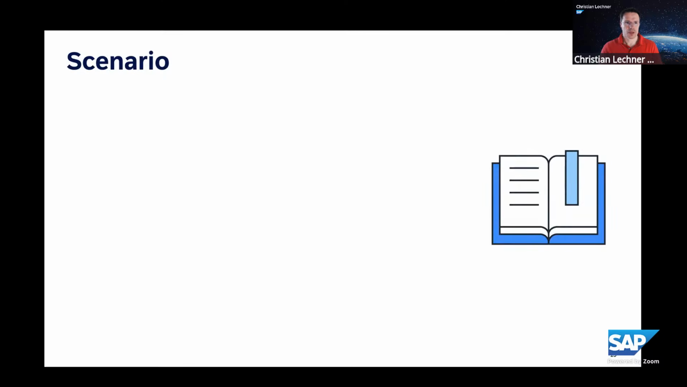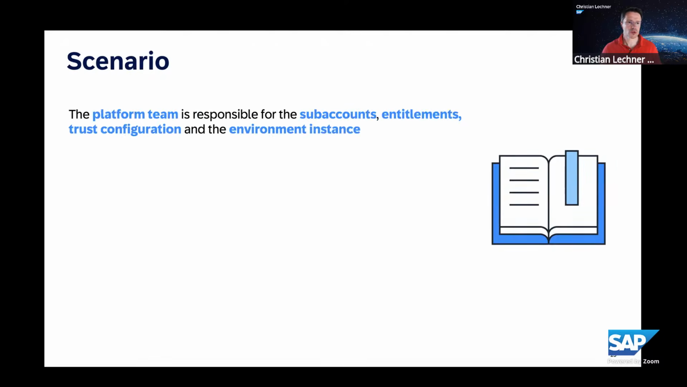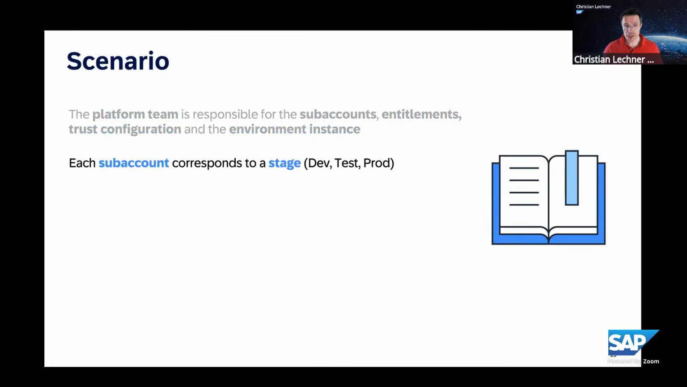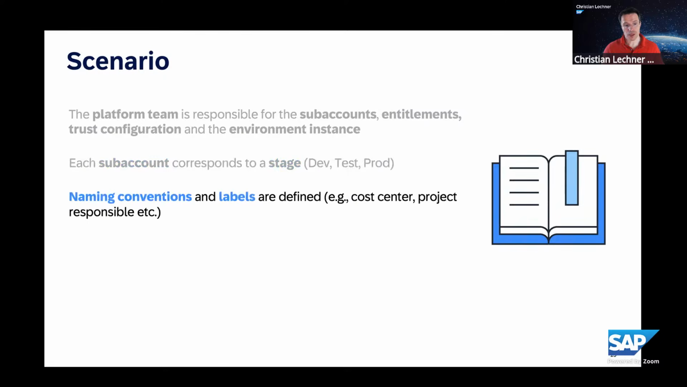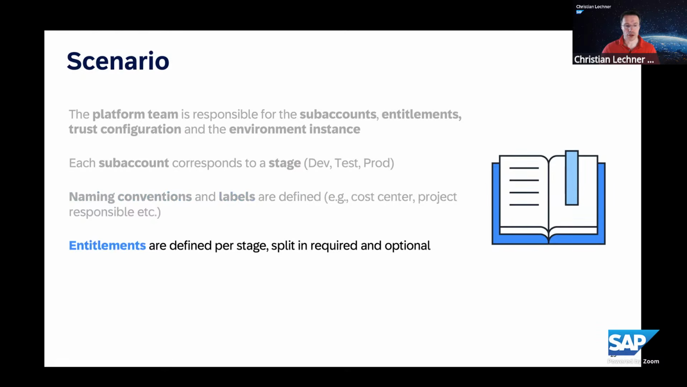So you said, okay, let's go, let's start with Terraform. And what we want to do is, as a platform team, we want to codify the provisioning and the management of sub-accounts, entitlements, trust configurations, and environment instances. We decided also that each sub-account corresponds to a stage. So we have a dev sub-account, we have a test sub-account, we have a prod sub-account. Then we also said, yeah, we want to have naming conventions and we defined labels. So we want to have, for example, at each sub-account, a cost center, a project responsible, a stage, something like that.